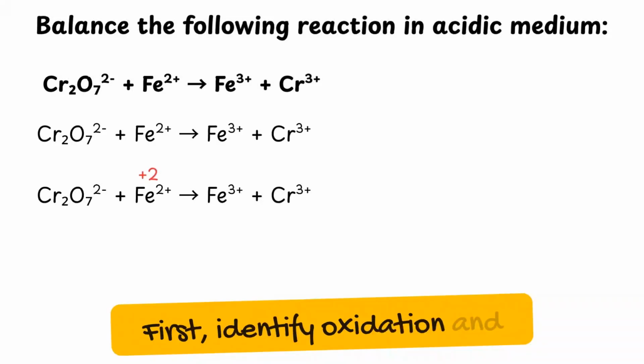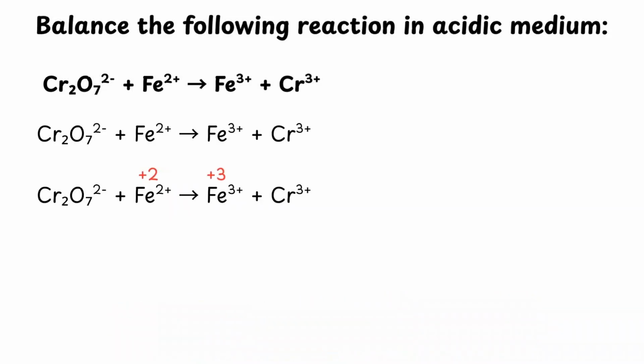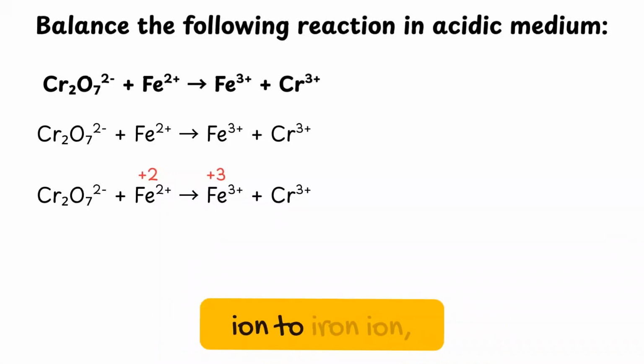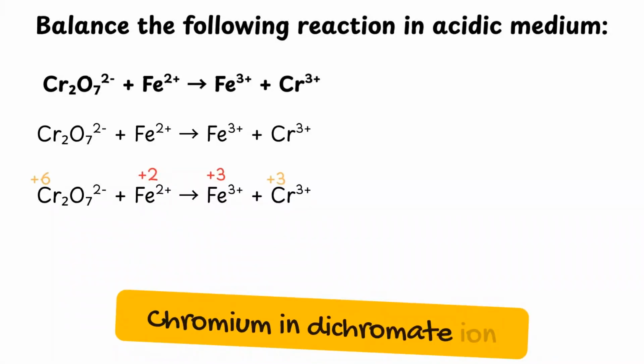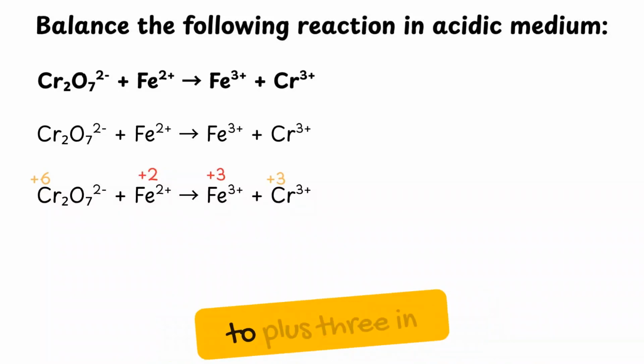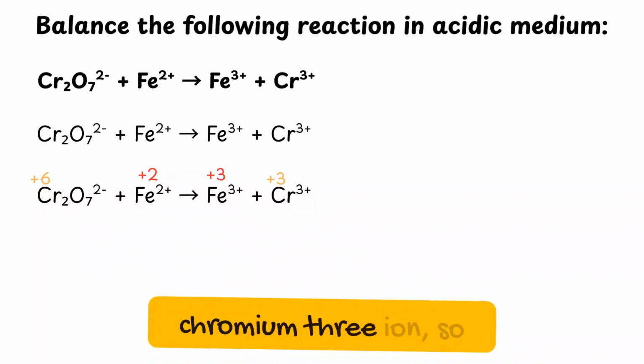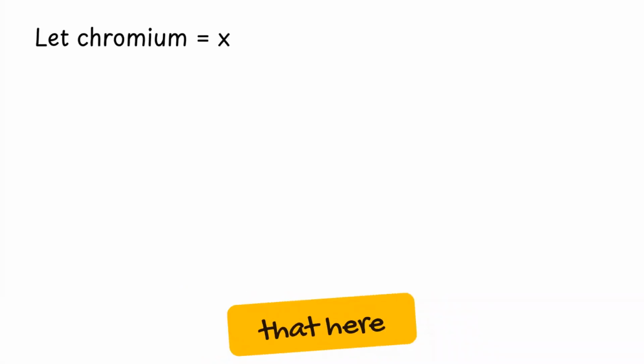First, identify oxidation and reduction. Iron changes from iron 2 ion to iron 3 ion, so iron is oxidized. Chromium in dichromate ion changes from +6 to +3 in chromium 3 ion, so chromium is reduced. I will show you how we arrived at that here.